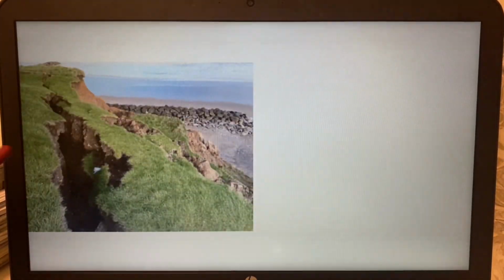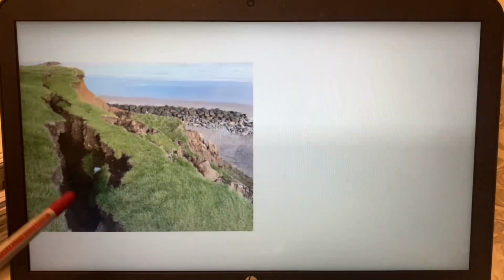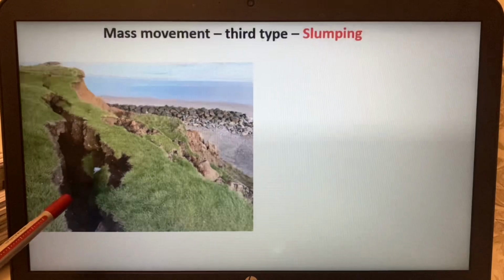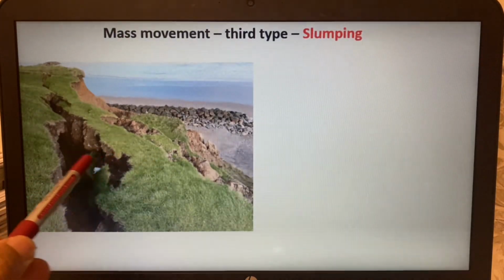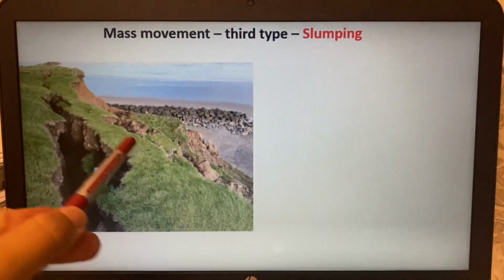Here's another example of mass movement. This one looks a bit different. As you can see, it's not sliding, it's not rockfall. So it's called slumping. It looks like the land has just slumped down. As you can see, there are different layers.